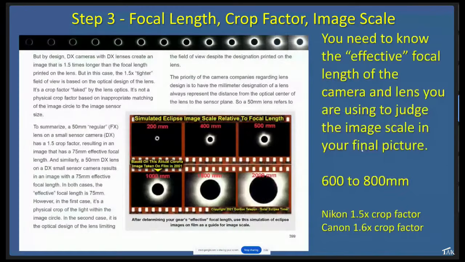And this is why it's important. You don't want to shoot at 200 millimeters because your corona will be so small you won't be able to appreciate it. And you don't want to shoot at 1500 millimeters because you're kind of cutting off coronal filaments. So again, the sweet spot is going to be 500, 600 to 800 millimeters. Another way to look at it is this way.